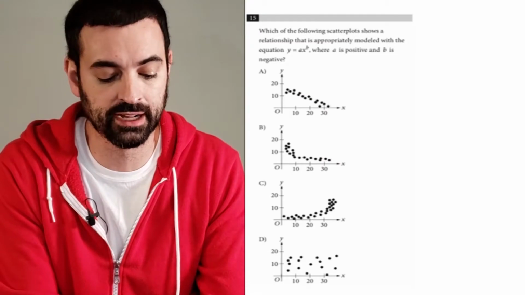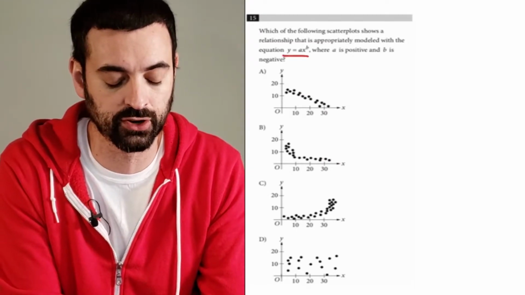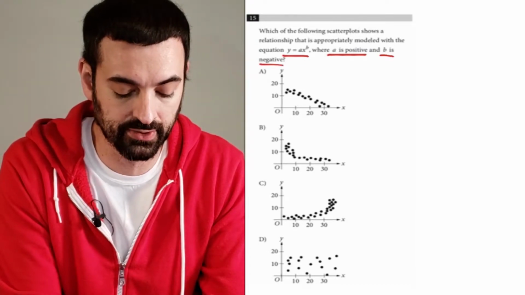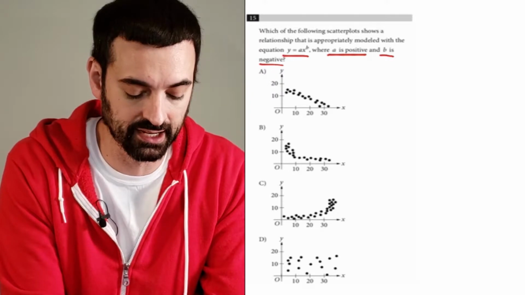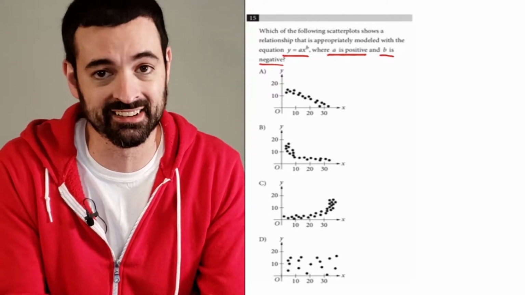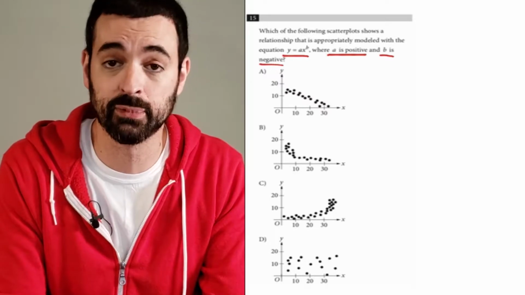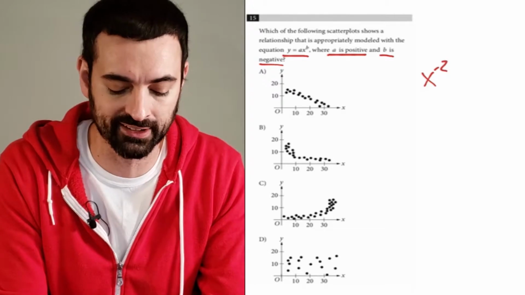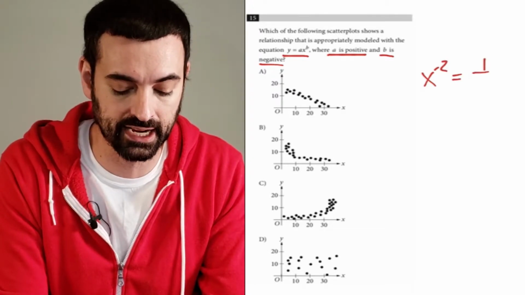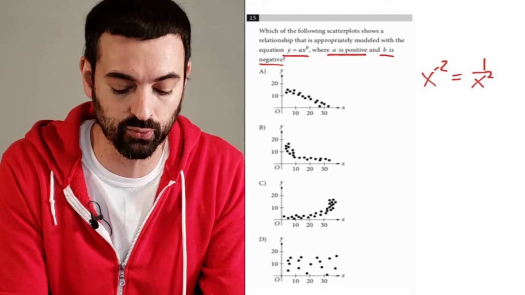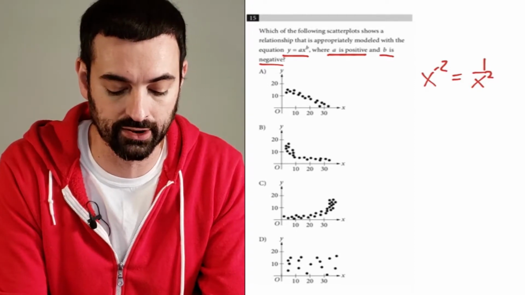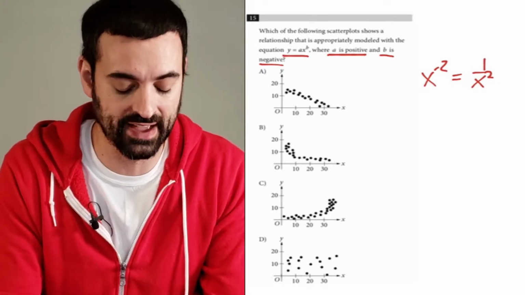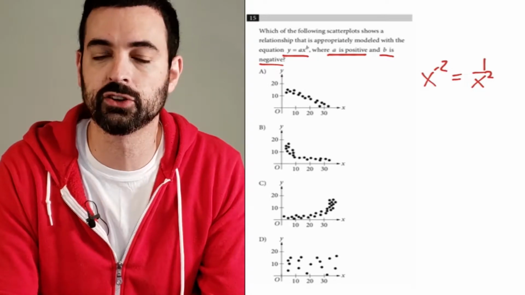Which of the following scatterplots shows a relationship that is appropriately modeled with the equation y equals ax to the b, where a is positive and b is negative? Let's start with the idea that b is negative. Having a negative exponent means that you're taking the reciprocal of a term. So for instance, x to the negative 2 is the same as 1 over x squared. And so what that means is that your function will decrease in value, but it won't decrease sharply.